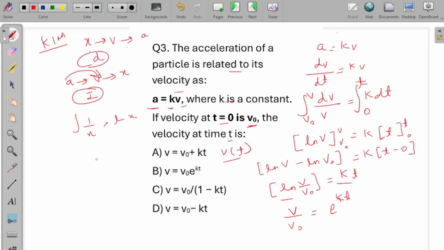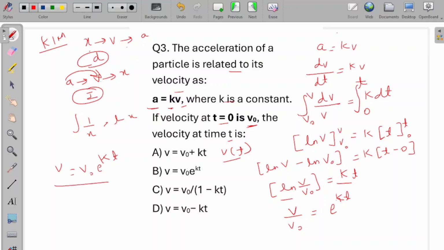Then v is equal to v naught. We are just simplifying the equation using integration, log function and exponential function. These are the basic things that you will need to solve any numerical of this chapter. So please go through it before solving these questions.